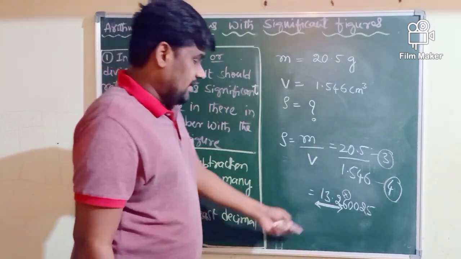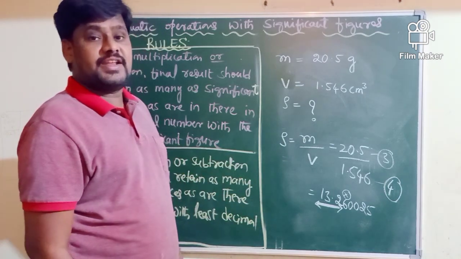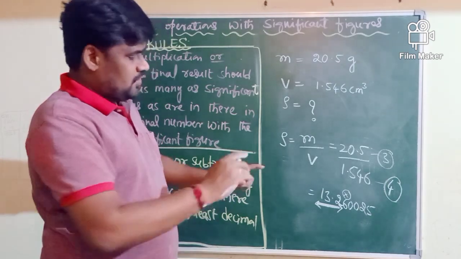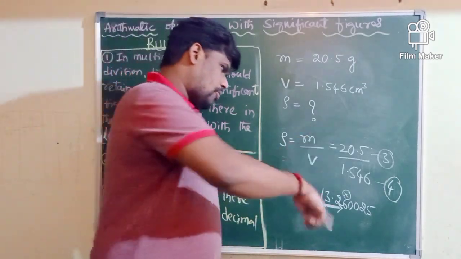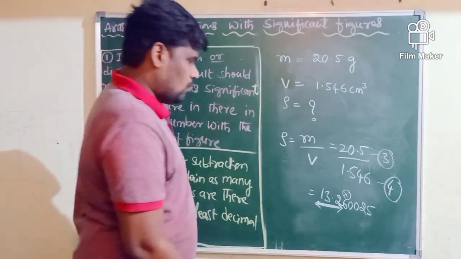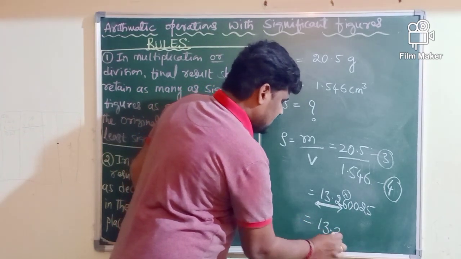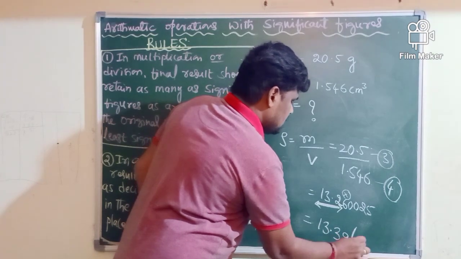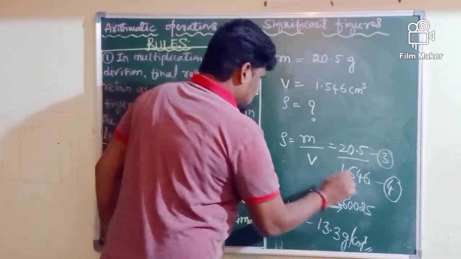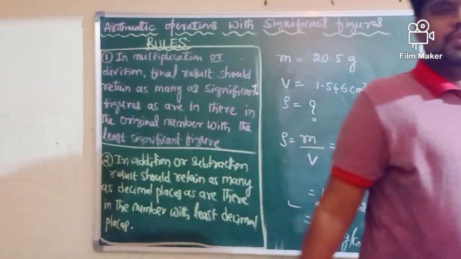As I said, if the digit to be dropped is greater than 5, the preceding digit should be increased by 1. Of course, which digit are you dropping here? You are dropping 6, which is greater than 5. When you are dropping 6, the digit which is greater than 5, the preceding digit should be increased by 1. Therefore, what is the answer? 13.3 gram per centimeter cube is the correct answer for calculation of the density. So this is how you are going to do it.